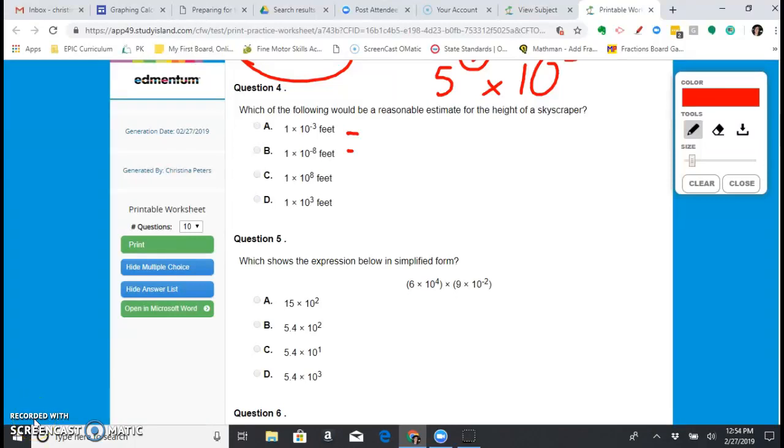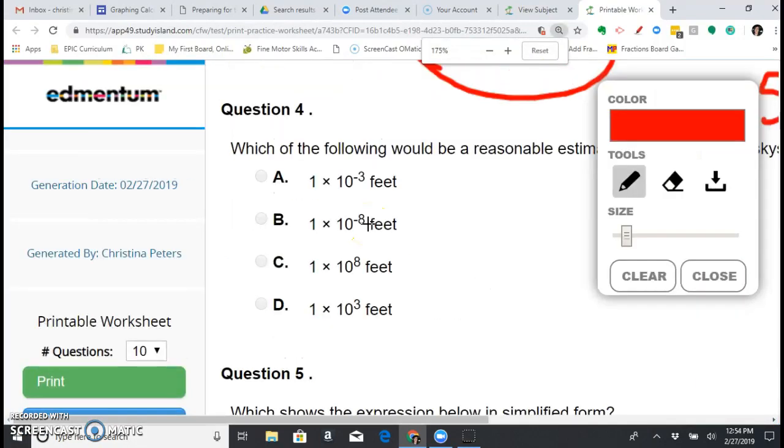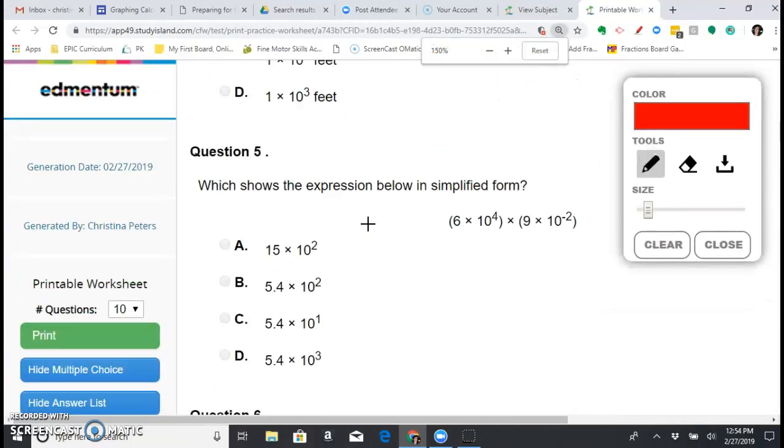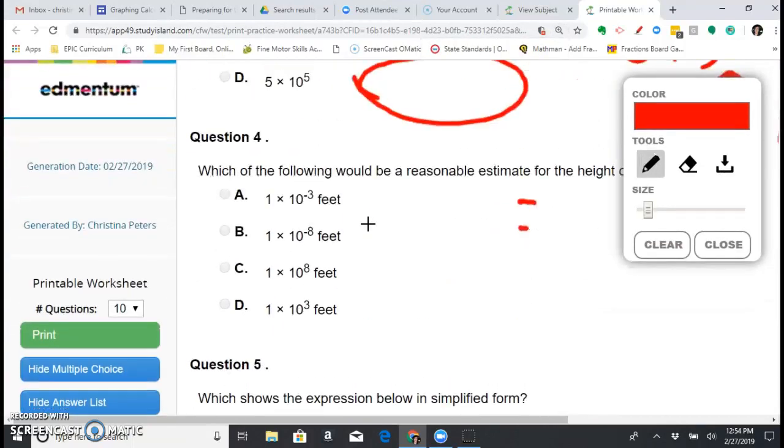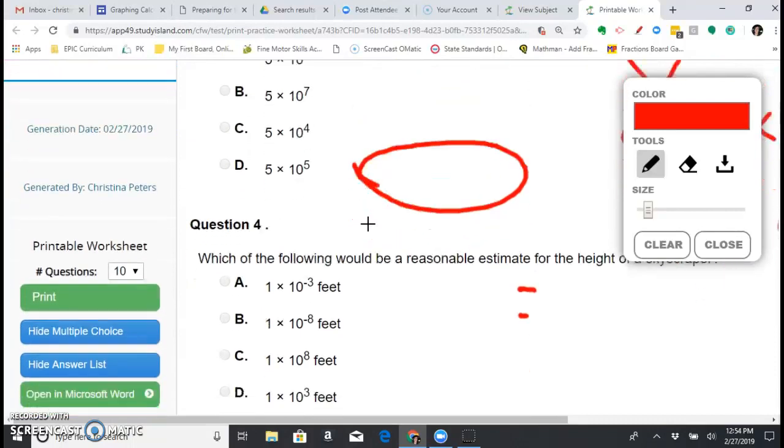So I'm going to continue with the pre-algebra standards so that you can have a hint about what to look at. Number 4 says, which of the following would be a reasonable estimate for the height of a skyscraper?